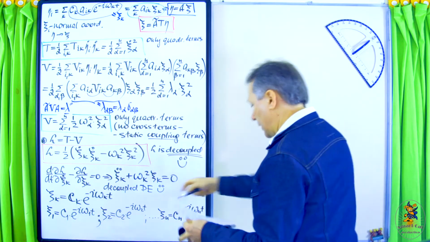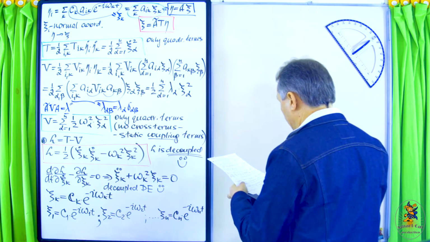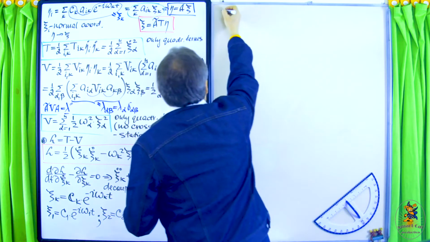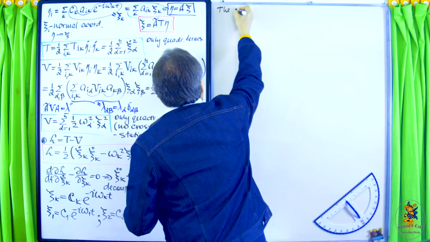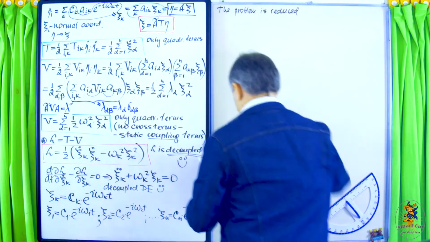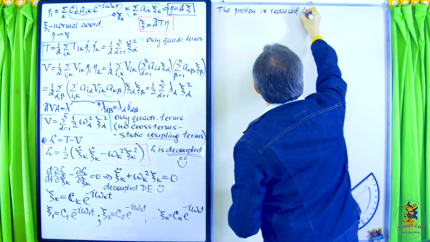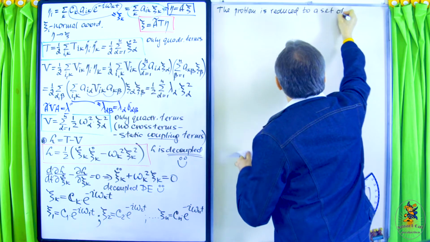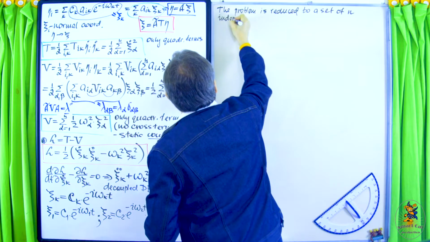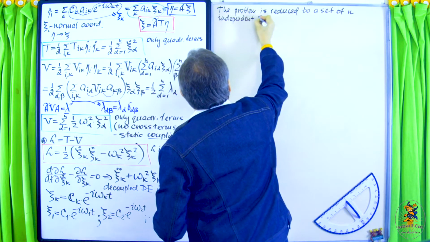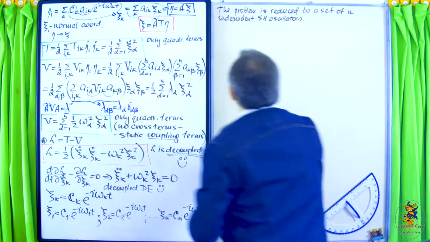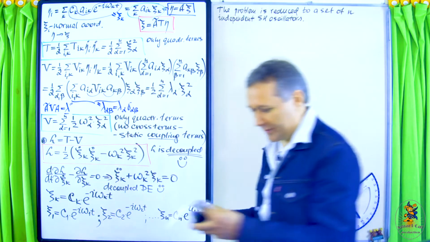All right. So I can write: the problem is reduced to a set of n independent simple harmonic oscillators. Again, in these normal coordinates.